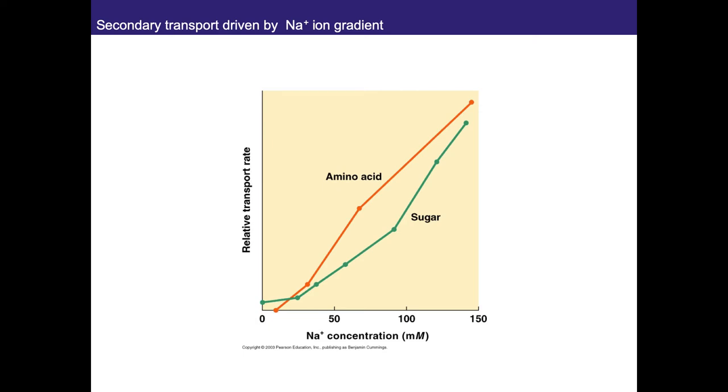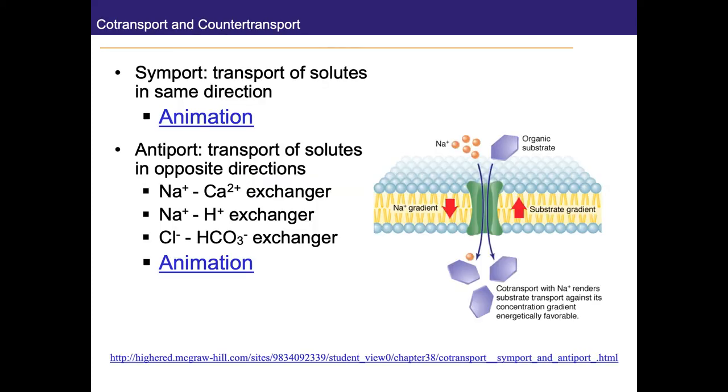There are some animations I'd like you to just take a look at when you get home. It's more of the same. It's just an animation giving you some information about co-transporters and antiporters. Some of the ones we've already talked about is the sodium proton exchanger. The sodium calcium exchanger is important in the heart. And then when we get to red blood cells, we'll talk about the chloride bicarbonate exchanger. Okay, so just some key players.